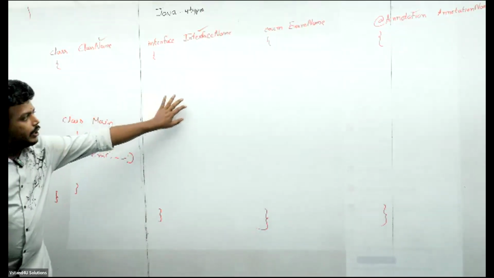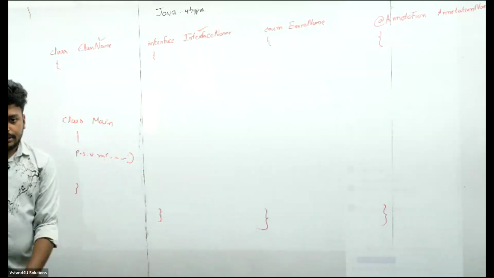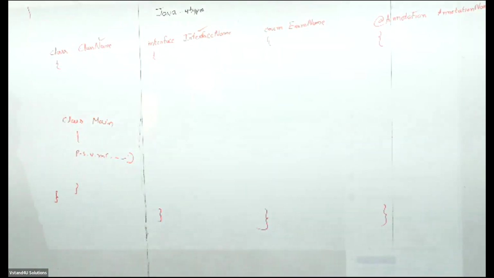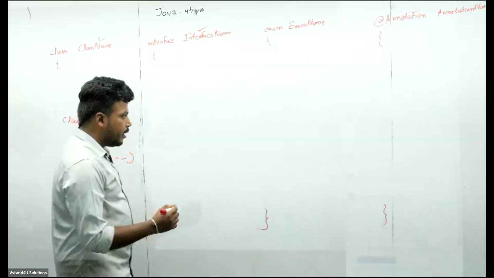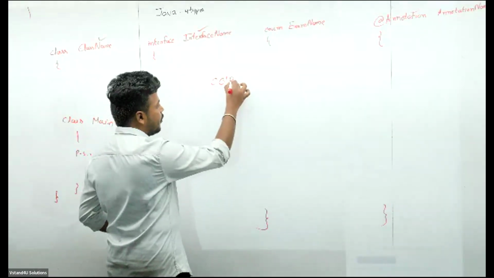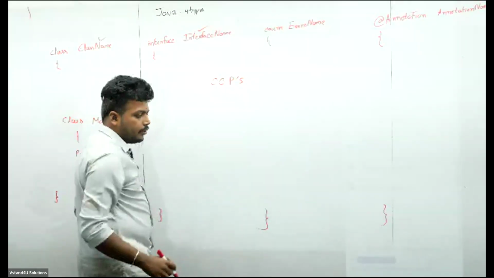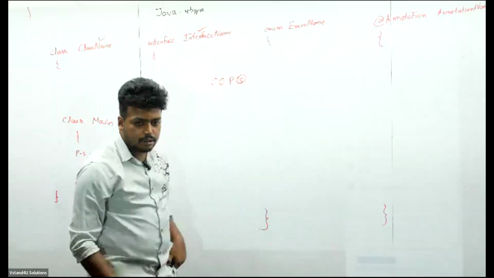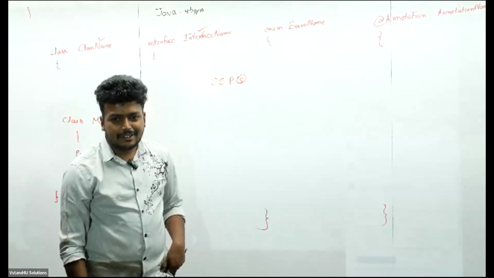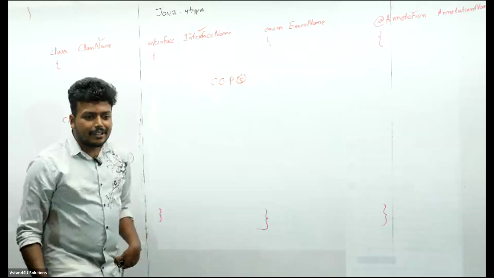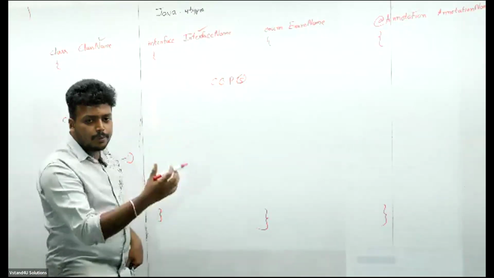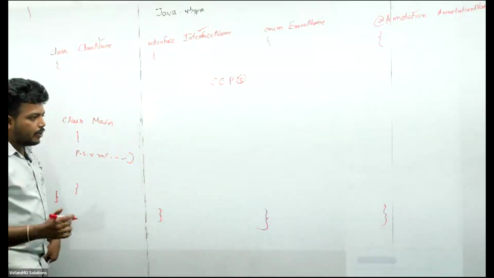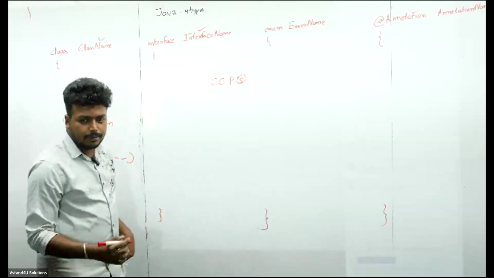Now, this I will teach you when I come to the interface part. Then annotation I will teach you in method overloading or overriding. We have started with the concept called OOPS, right? What is the full form of OOPS? Object oriented programming systems. Now, what are the main pillars of the OOPS concept?